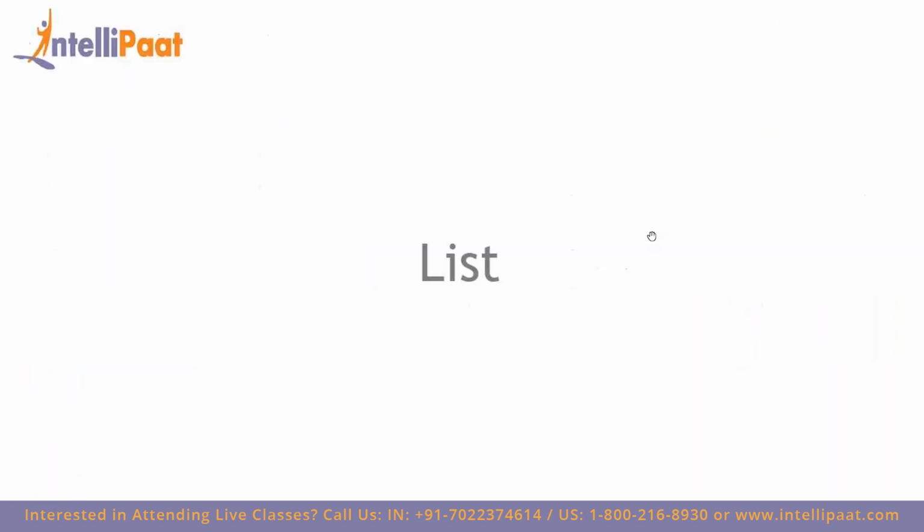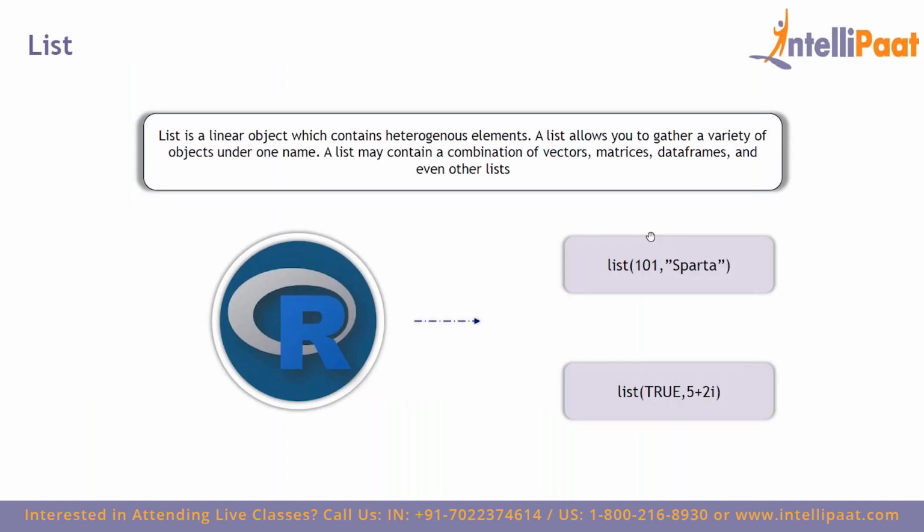Imputing missing value. Next one is list. List is a linear object which contains heterogeneous elements. A list allows you to gather a variety of objects under the name. A list may contain a combination of vectors, matrices, data frames, and even other lists. Oh, so pretty powerful. So what it's trying to say, it's again a linear object.